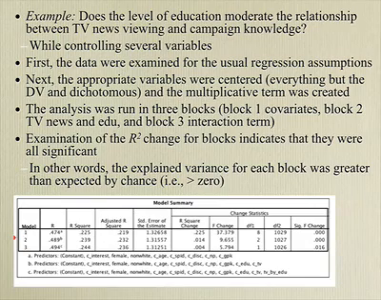So this is the total R-squared, and this is the change. So if we take 0.239 minus 0.225, it's going to give us 0.014.